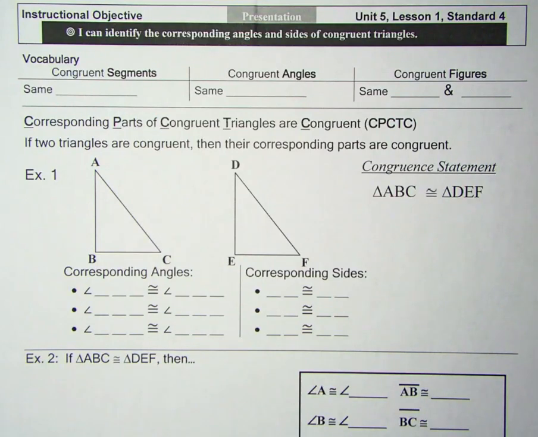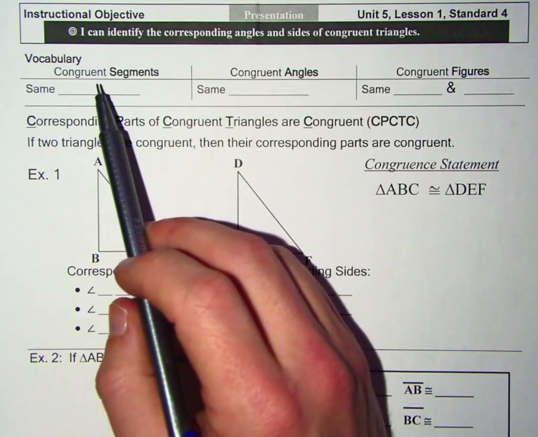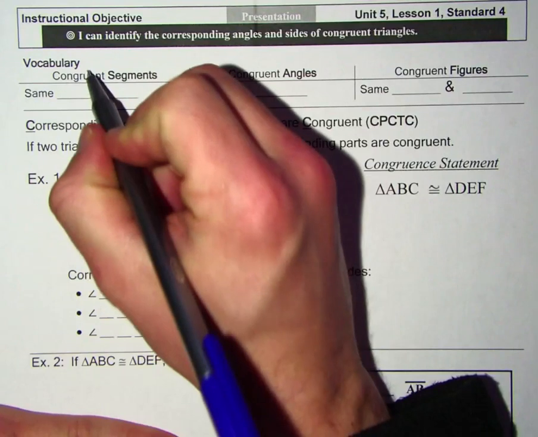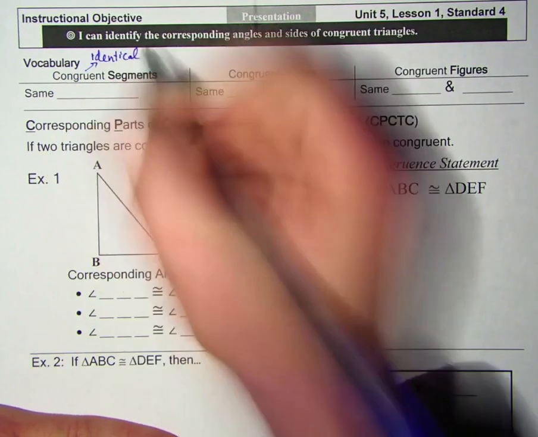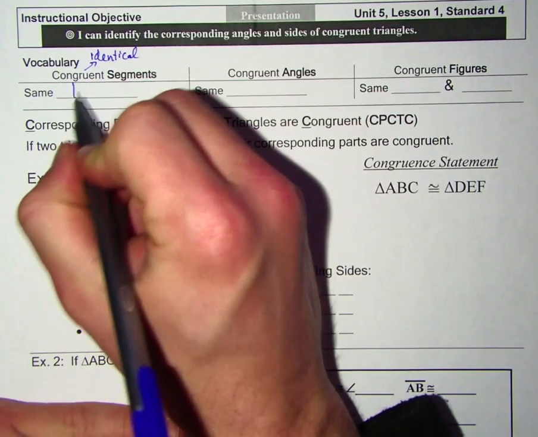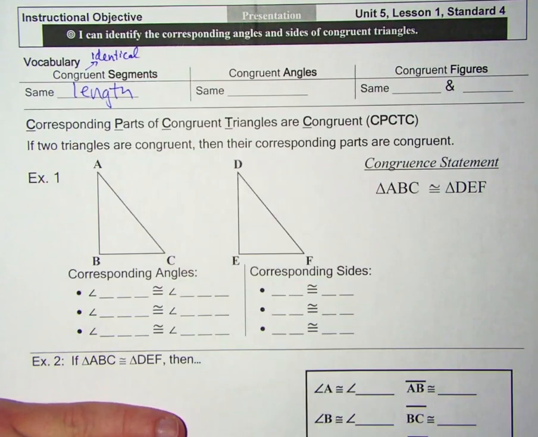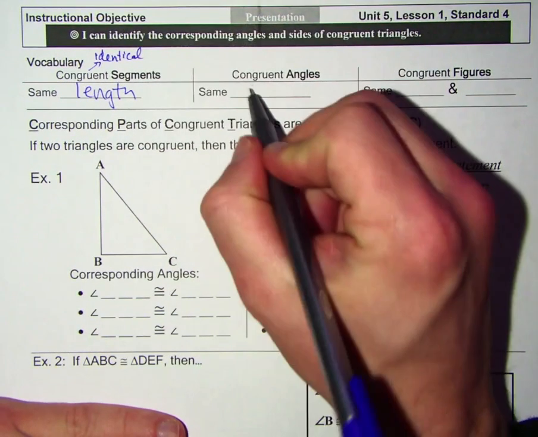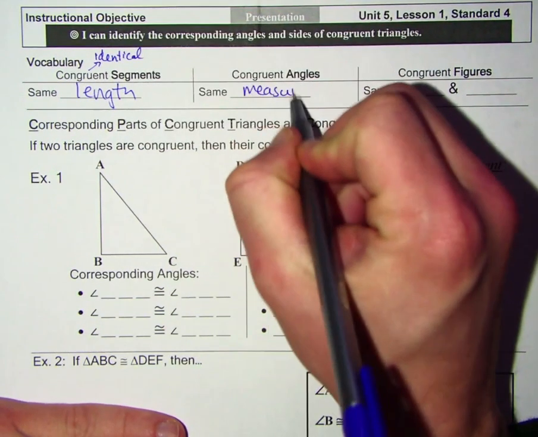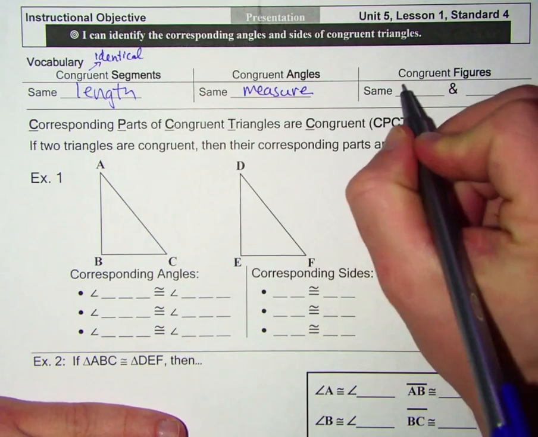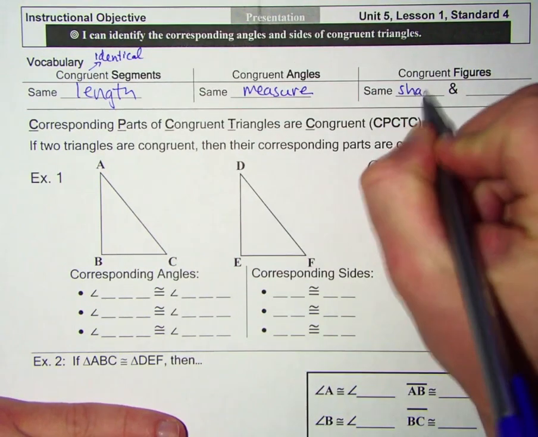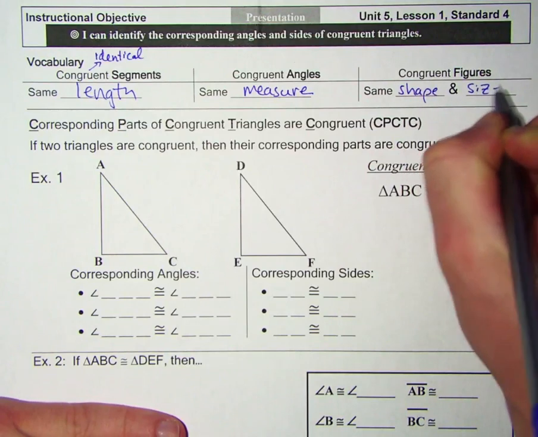I can identify the corresponding angles and sides of congruent triangles. So the vocabulary we're talking about here, congruent segments. Congruent means identical or equal. So for segments, we're talking about the same length. For congruent angles, we're talking about the same measure, same number of degrees. In congruent figures, whatever those figures might be, we're talking about the same shape and size.